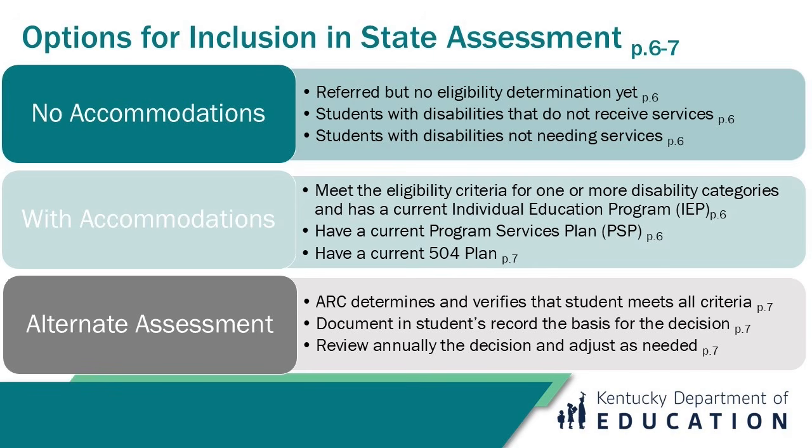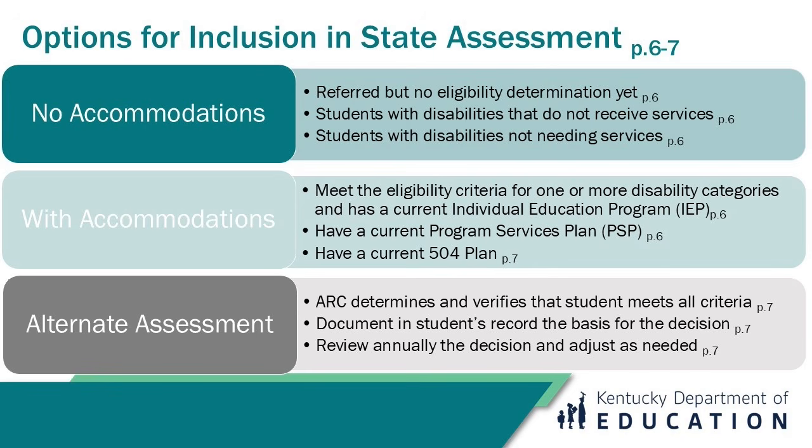There are 3 options for inclusion in a state assessment. They are with no accommodations, which means an accommodation is not needed or the student is not eligible at the time of testing. Those with accommodations mean that the ARC or IEP team have met and developed the annual plan to include those accommodation types permitted for the student to utilize on the state assessment.